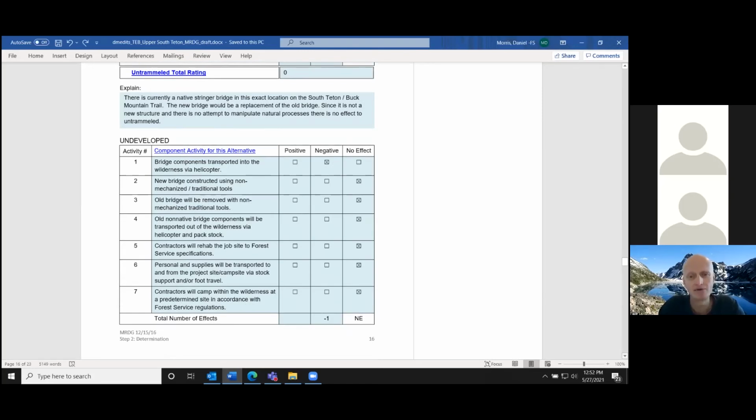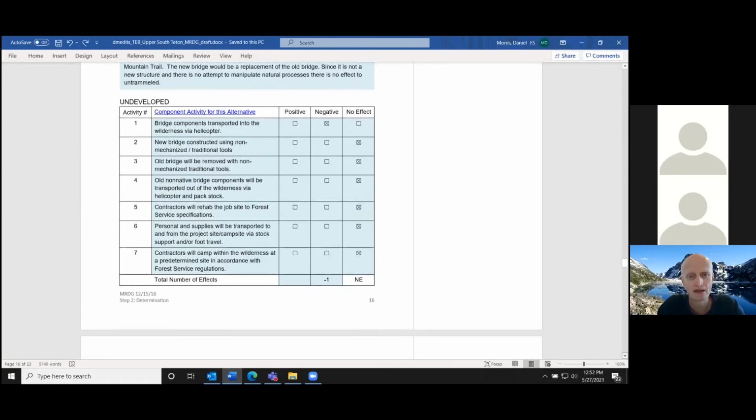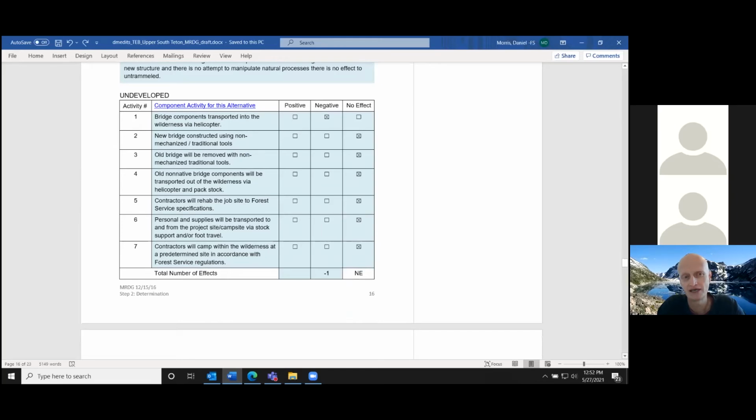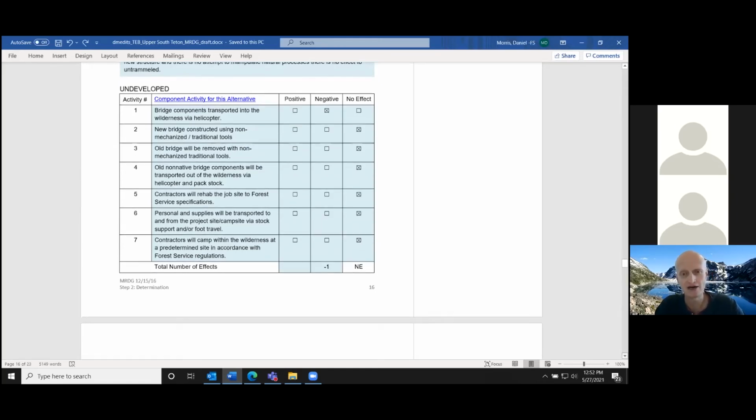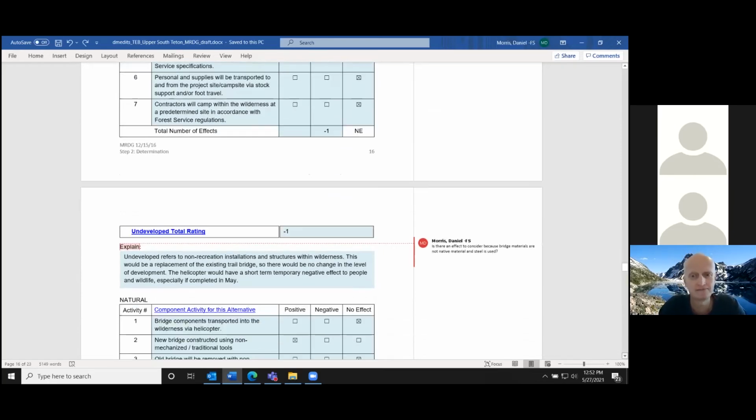Undeveloped, they put a negative effect. That's probably appropriate, the use of the helicopter, use of motorized transport. And they did not put a negative effect just by replacing the bridge. And the assumption there is we already had a bridge, we're just replacing it. There's not a new effect to undeveloped.